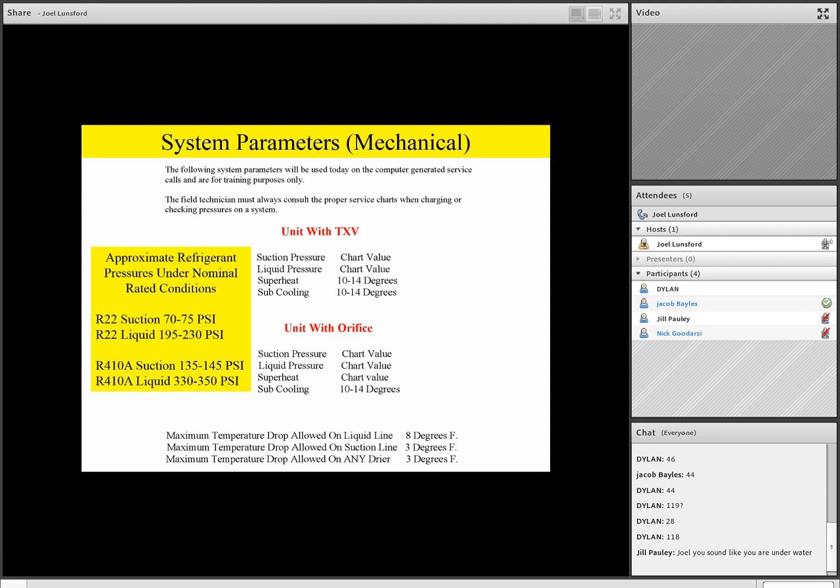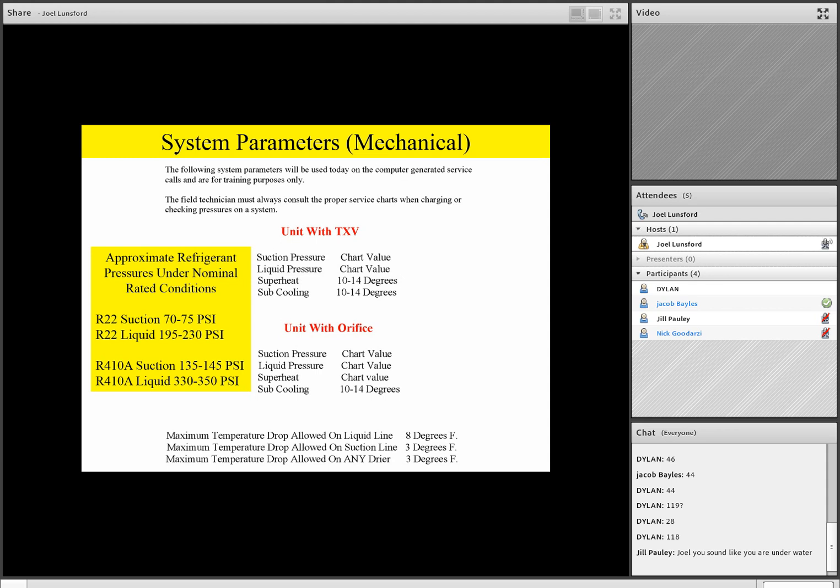Now please refer to the bottom of the chart as we talk about temperature drops across key components in the refrigeration circuit. And team, I'm going to ask that you keep this parameter sheet handy when we do our service calls. You should have a handout that you're making some notes on, and keep this handy when we're doing our service calls.